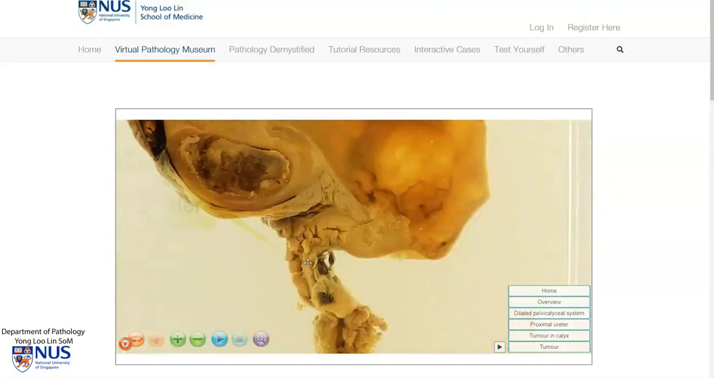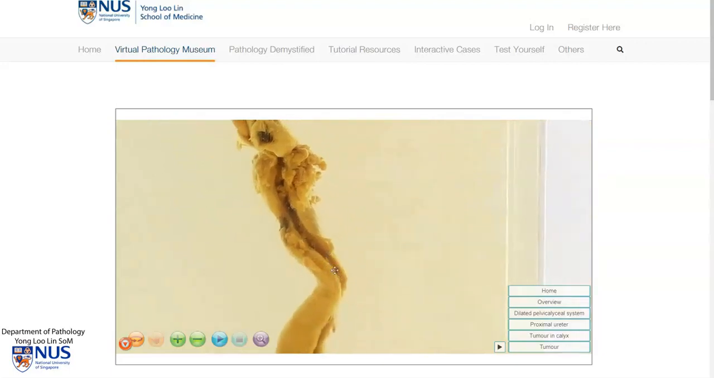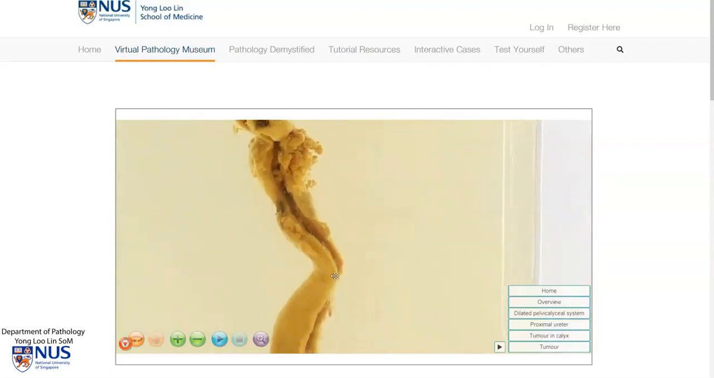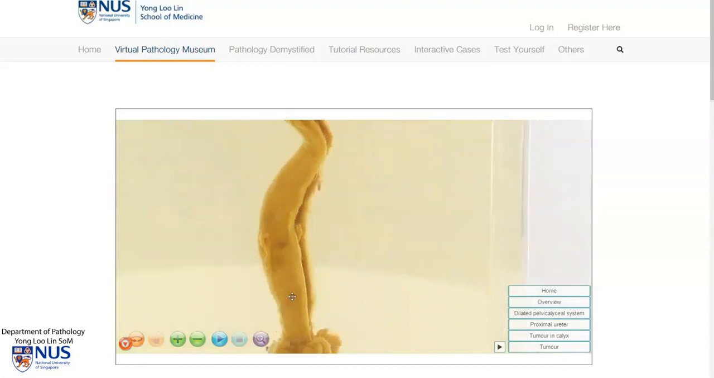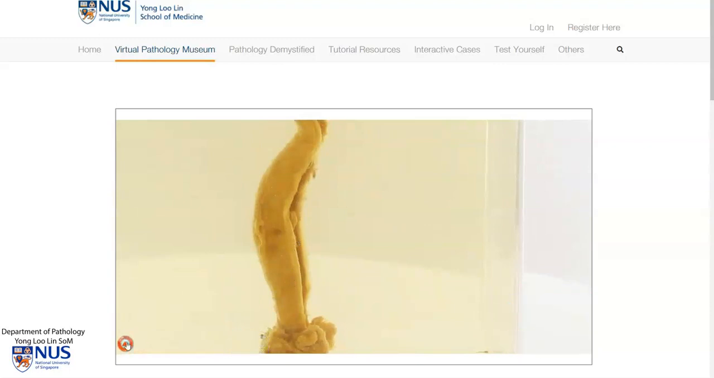And if we look at the ureter, so this is the origin of the ureter, we can see that the ureter is thickened and the lumen is markedly narrowed by this tumor within the wall of this ureter. And here is another area more distally. The ureter also appears to be a little bit dilated. And let me turn this specimen slightly.